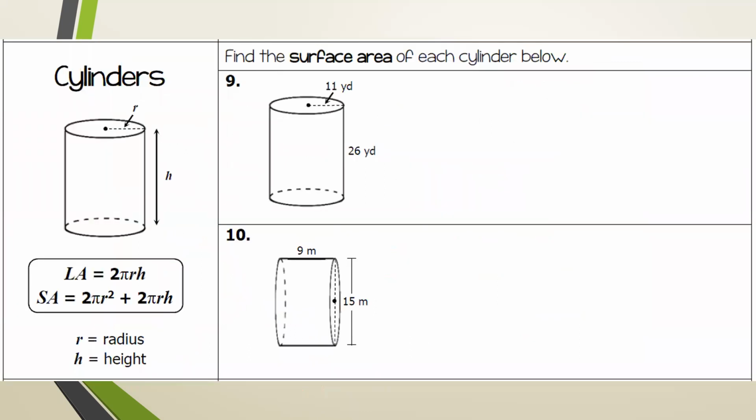What about cylinders? A cylinder has its own surface area formula. A lateral area, again, is the area of the sides. Surface area is the lateral area plus the area of the bases. So lateral area is just the area of the sides. Surface area is all of the surfaces together. Here we have surface area equals 2 pi r squared plus 2 pi r h. R, of course, is the radius, and h is the height, or the distance between your circles, the distance between your bases. In a cylinder, the base is a circle.